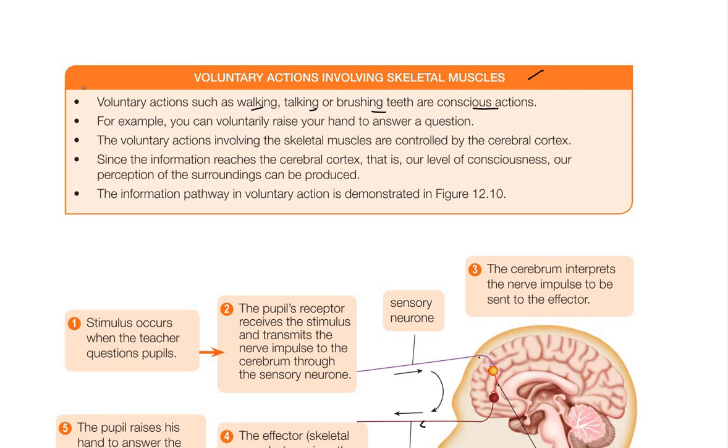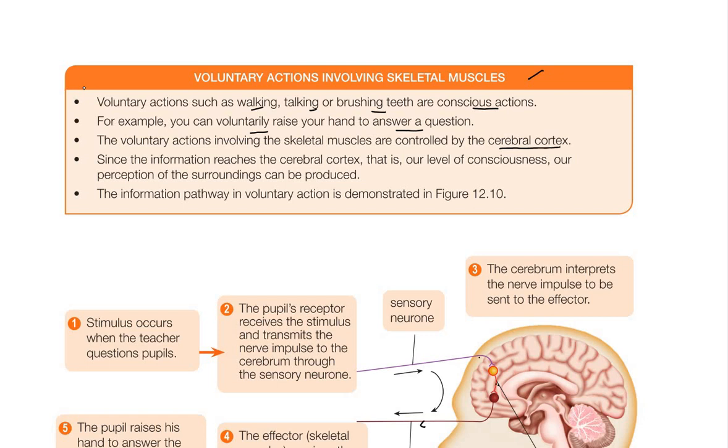Okay, we can control what we want to do or don't want to do. For example, you can voluntarily raise your hand to answer a question. When the teacher asks you a question, some of you may raise your hand, but some of you don't want to. You can control that.